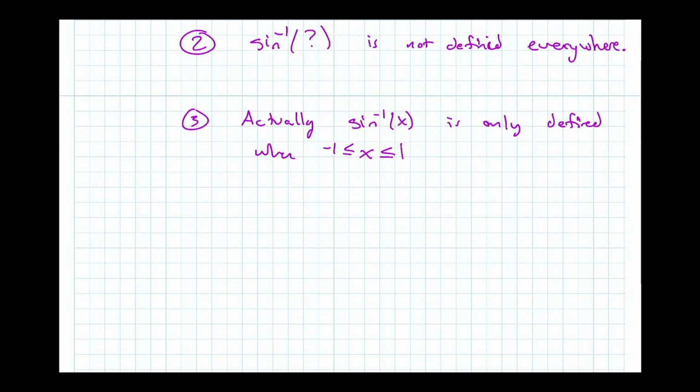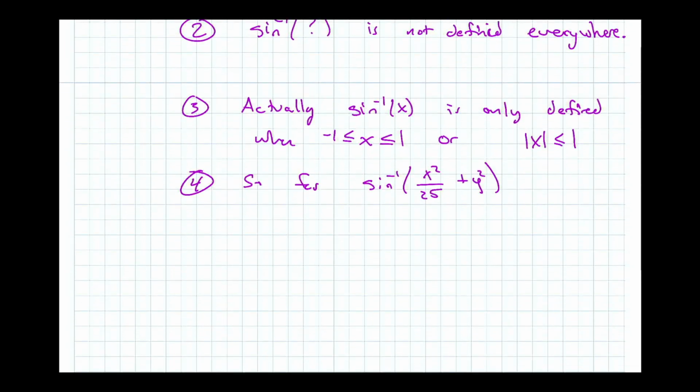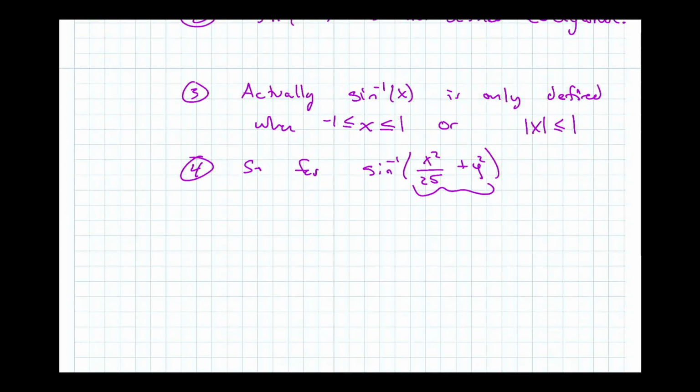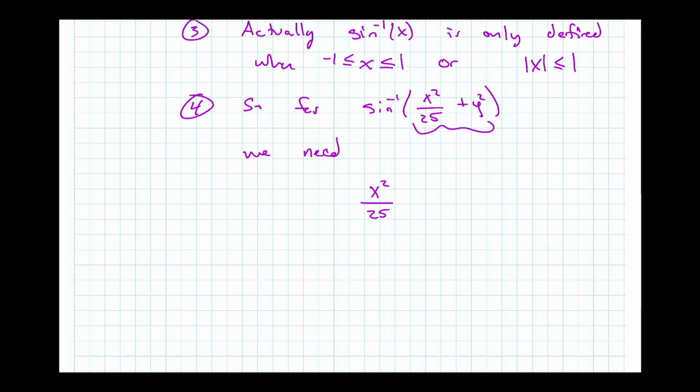So it's only defined when x is between negative 1 and 1. Or you could say it this way, when the absolute value of x is less than or equal to 1. However you want to say it. So for sine inverse of x squared over 25 plus y squared, the inside must be between negative 1 and 1 in order for the sine inverse function to be defined. We need the x squared over 25 plus the y squared to be between negative 1 and 1.